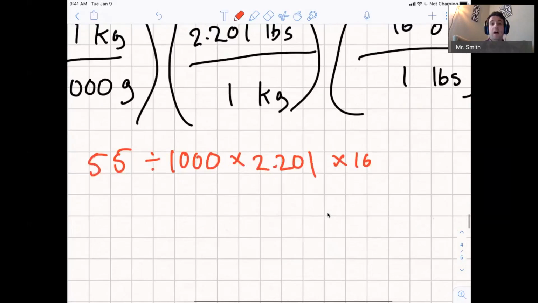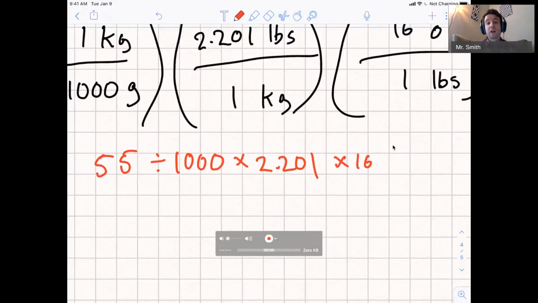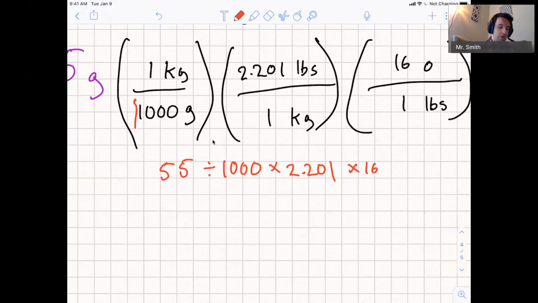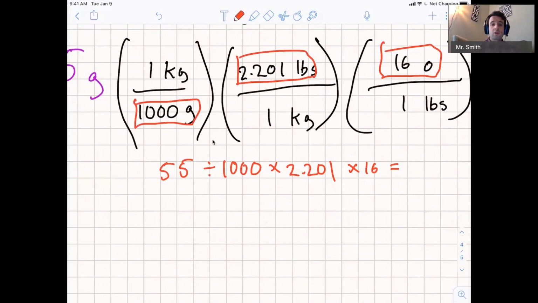Just like that. I don't have to multiply first and then divide. I don't have to divide first and then multiply. I just do it in the order that it says in the problem. Just take them one at a time. Remember, the reason you don't have to do one before the other is because of order of operations. Multiplication and division, doesn't matter which one you do first, you always get the same answer. Okay, so when you plug this in, you'll get an answer. I'm not entirely sure what it'll be.